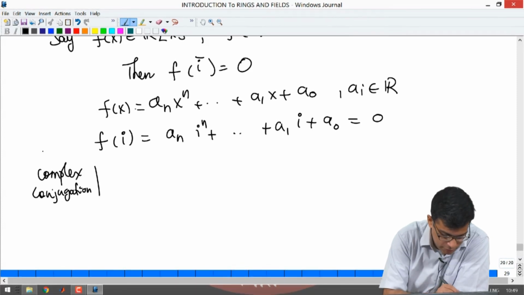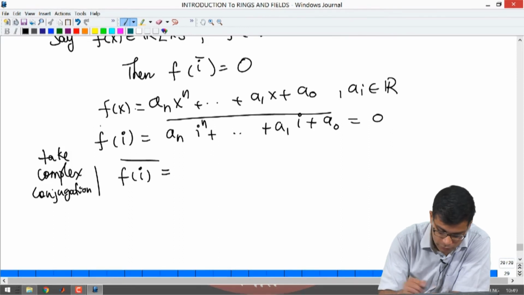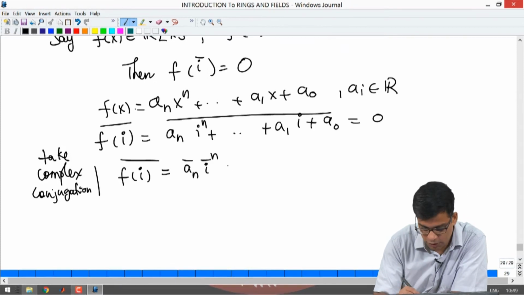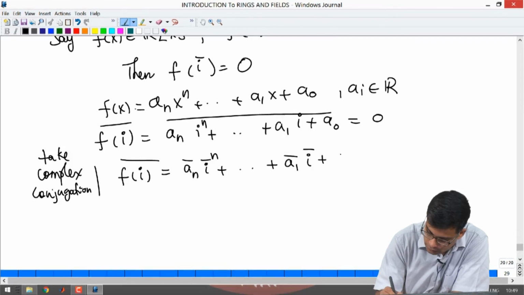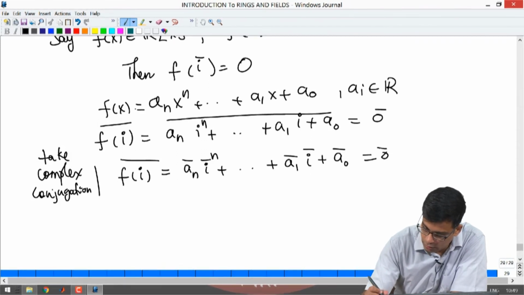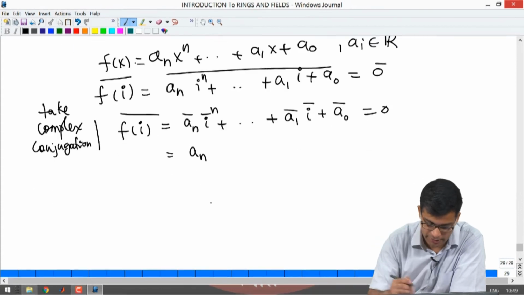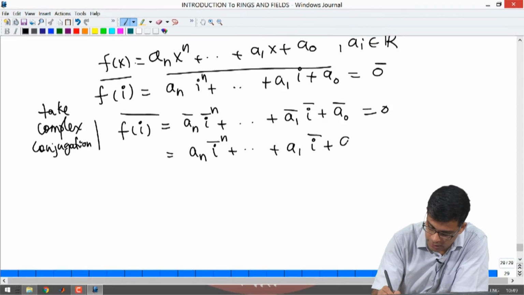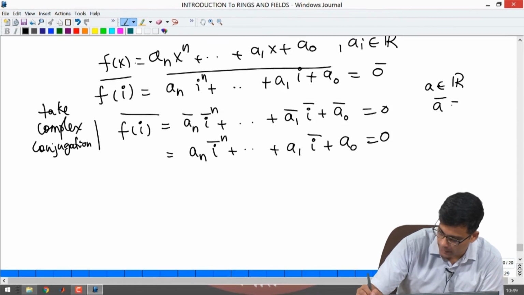Which is what bar is, right? Take that. So, f of I bar is this whole bar, but complex conjugation is also a ring homomorphism. But 0 bar is 0, right? But the a n's are real numbers. So, a n bar is just a n. So, a n I bar to the power n, plus a 1 I bar, plus a 0 is 0, because if a is a real number, a bar is a.